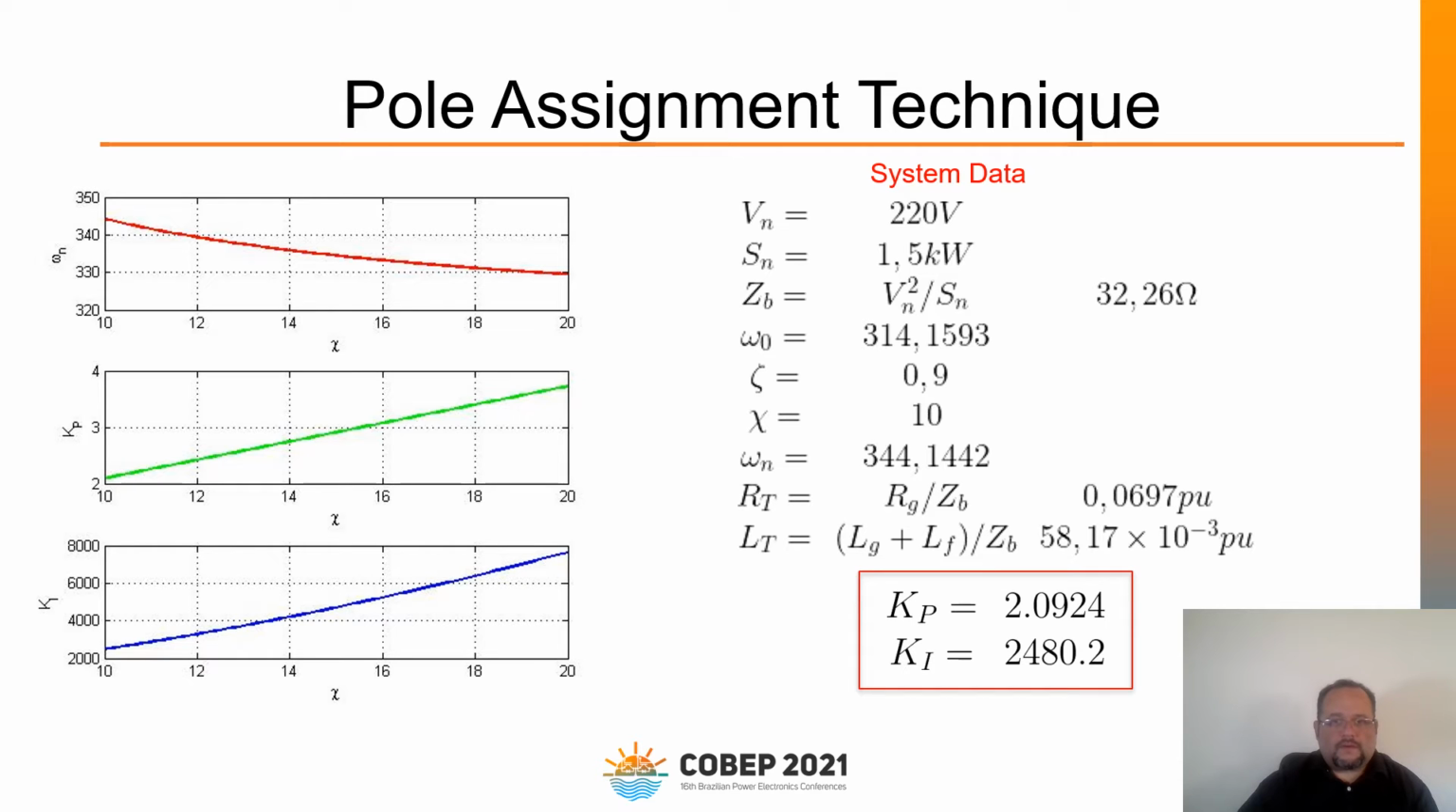In this figure, we can see the curves with different values of proportional gain, integral gain, and frequency versus control variable chi between 10 to 20, and the system data to solve the integral and proportional gains.